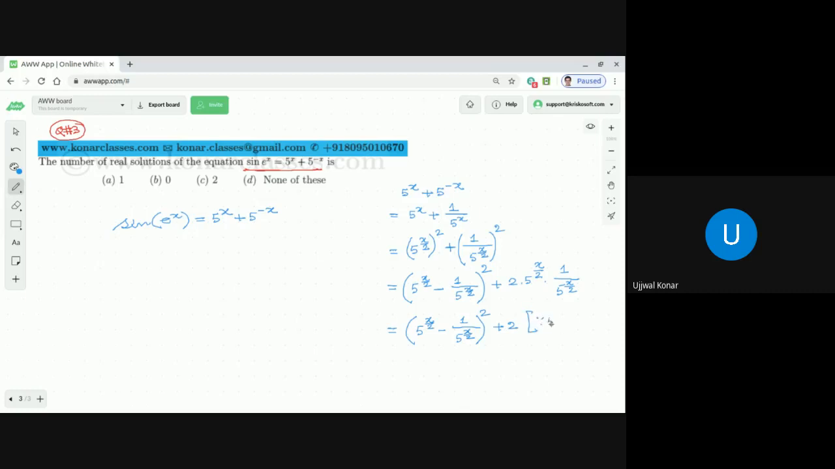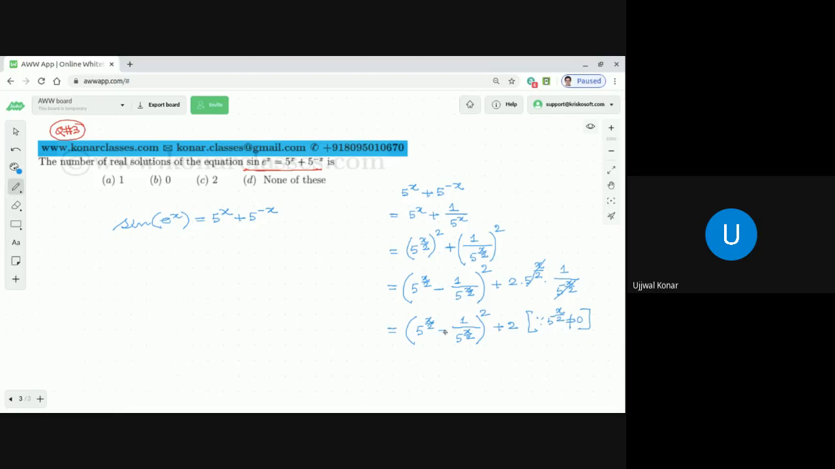Since 5 power x by 2 cannot be equal to 0, we can cancel that 5 power x by 2 and 1 by 5 power x by 2 here, correct? So what we get, dear students, from here is that this value, 5 power x by 2 minus 1 by 5 power x by 2, that whole square should always be greater than or equal to 0, correct or not?